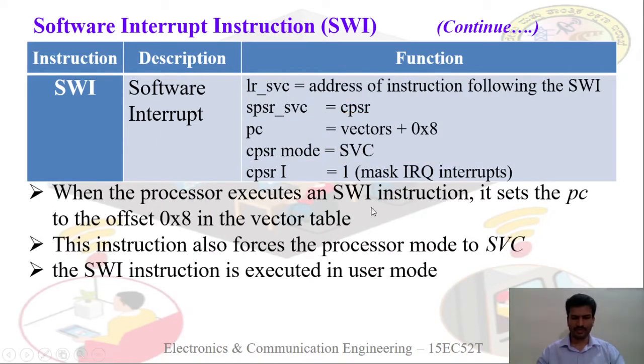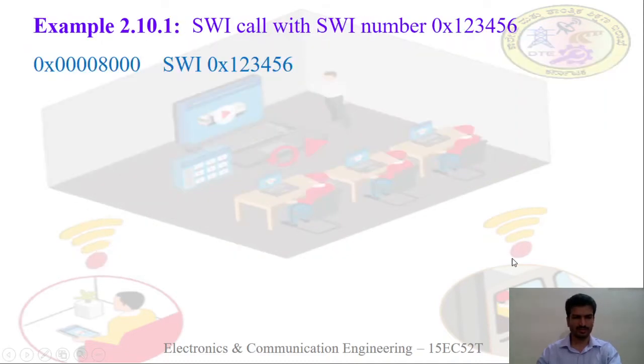When the processor executes an SWI instruction, it sets the PC to the offset 0x8 in the vector table. This instruction also forces the processor mode to supervisory mode. The SWI instruction is executed in user mode, but after execution of the SWI instruction it will enter into supervisory mode.